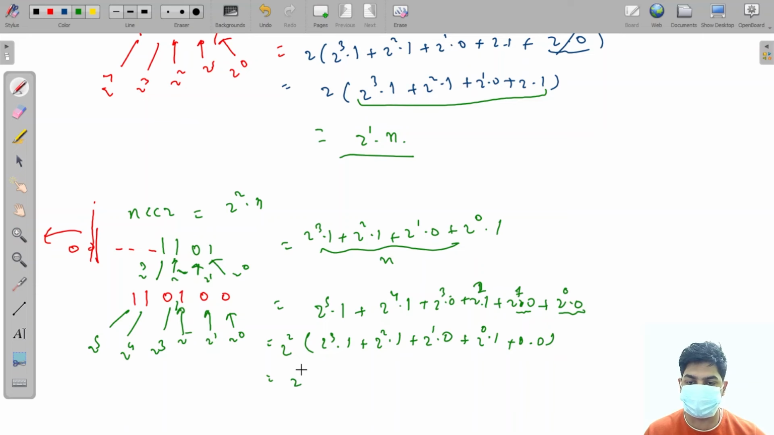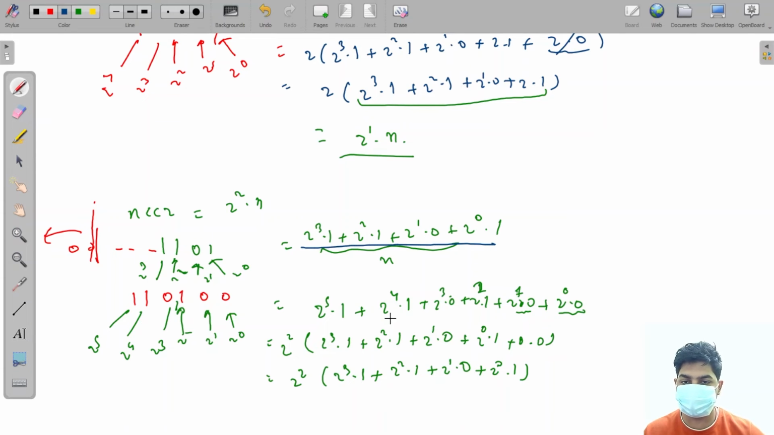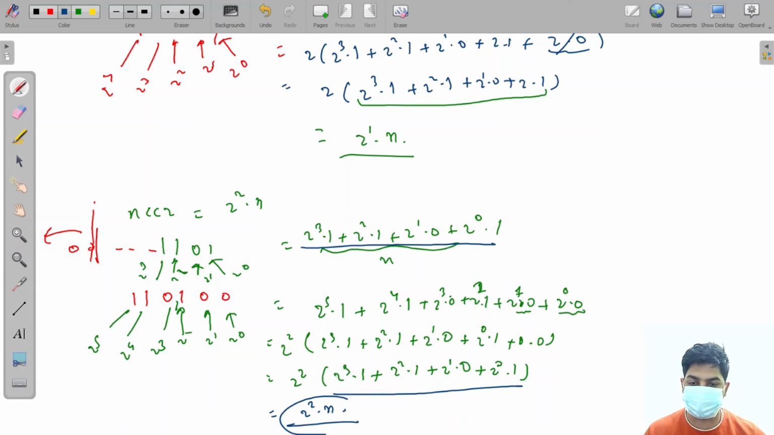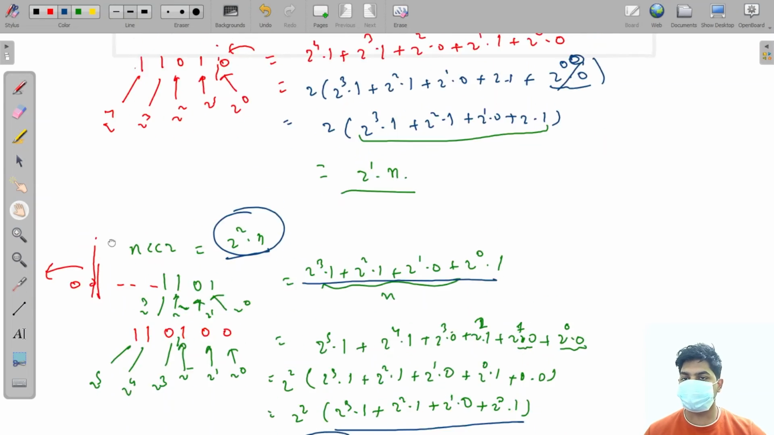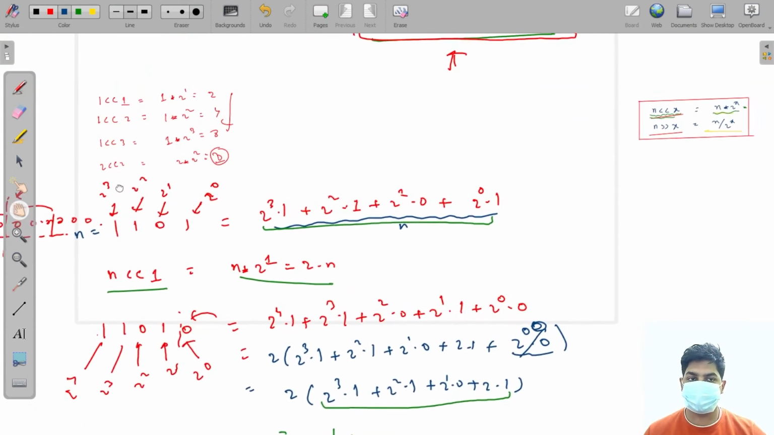So what we will get is 2 raised to power 2 into 2 raised to power 3 into 1, 2 raised to power 2 into 1, 2 raised to power 1 into 0 plus 2 raised to power 0 into 1. Now if we look clearly, this is n and this is also n. So this can be written as 2 raised to power 2 into n. So we can see over here, if you perform left shift by 2, it is equal to 2 raised to power 2 multiplied by n. So that is why this particular formula is working, which we have written over here.